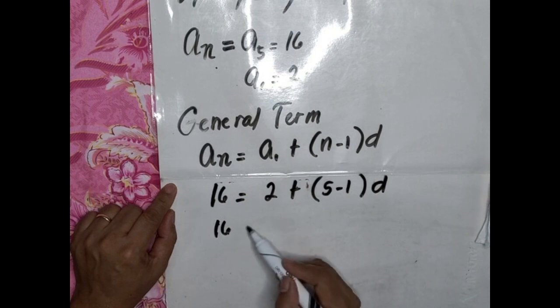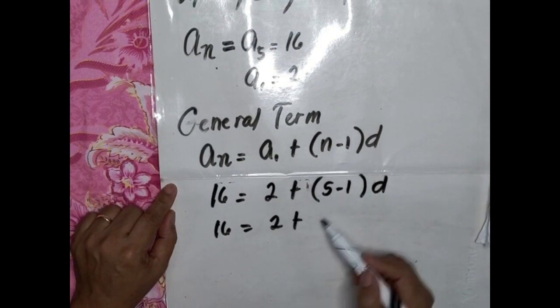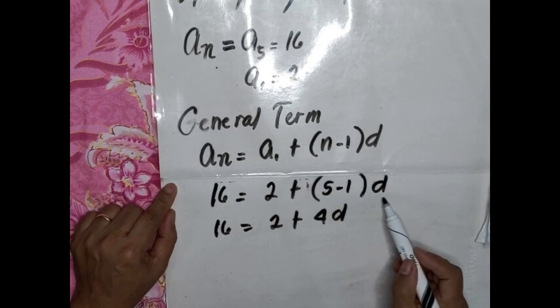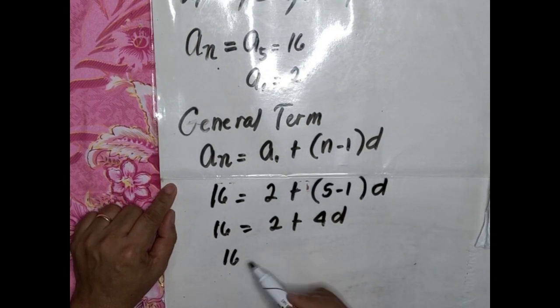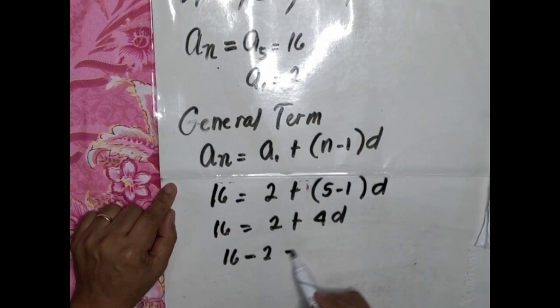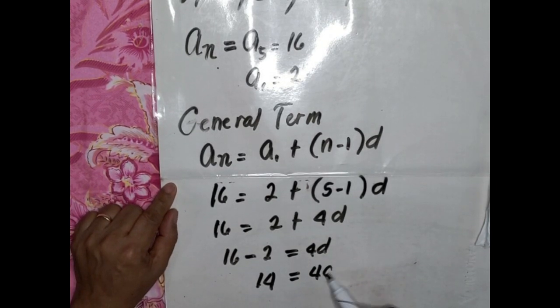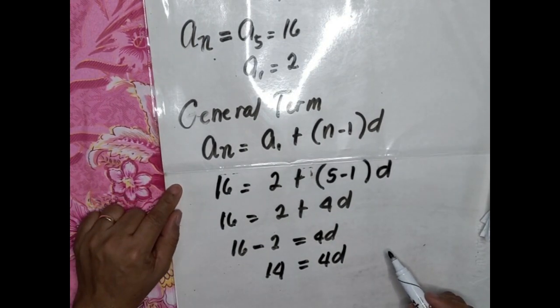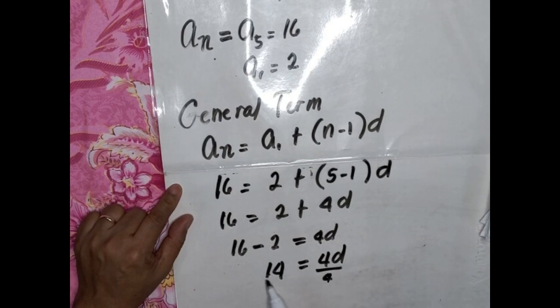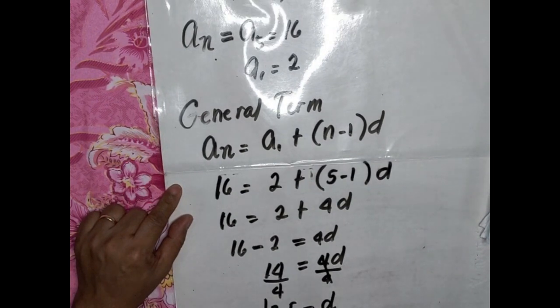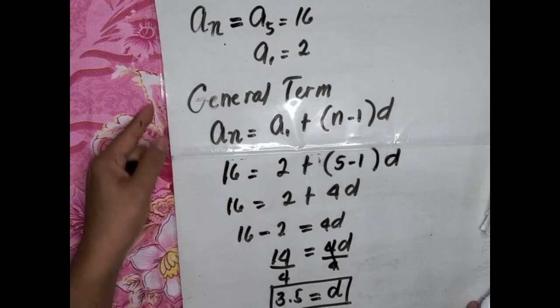So 16 is equal to 2 plus 4 multiplied by d. Let's collect similar terms. So 16 minus 2 is equal to 4d. And what is 16 minus 2? It is equal to 14. And that is 4d. Apply your multiplication property of equality. So we multiply both by 1/4, and the 4 in 4 cancels out. Your d now is equal to 3.5. Okay? So the common difference is 3.5.